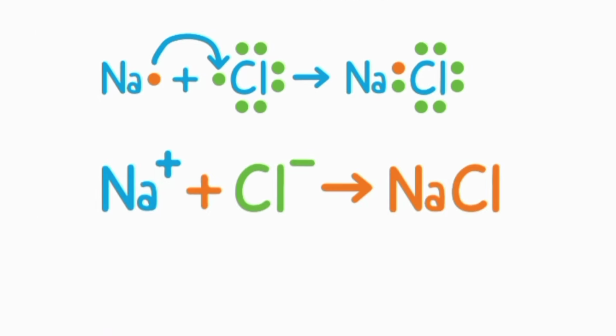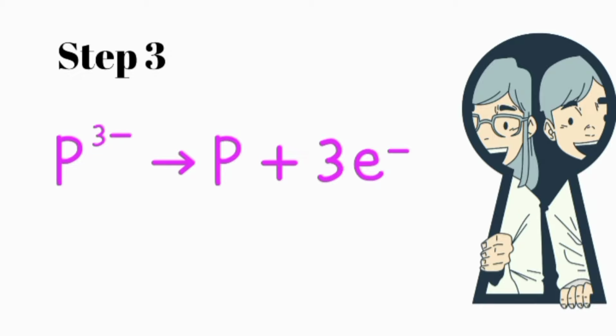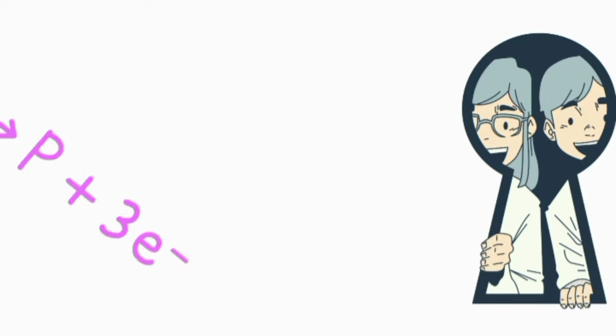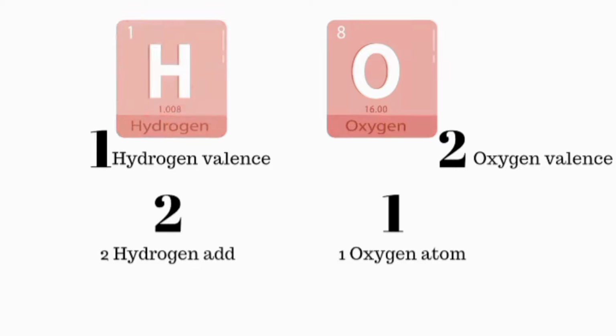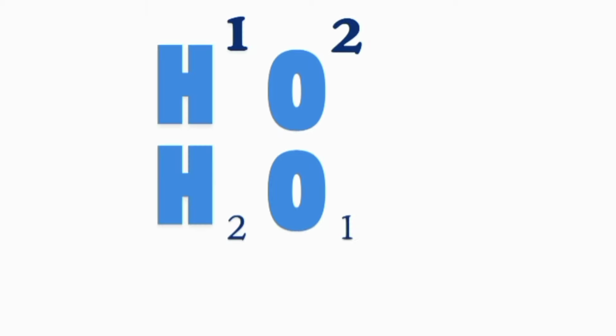Apply the concept of cross-valency. Write the valencies of each element above the respective symbols. Cross the valencies to determine the subscripts of each element in the compound's formula. Simplify the subscripts if possible.